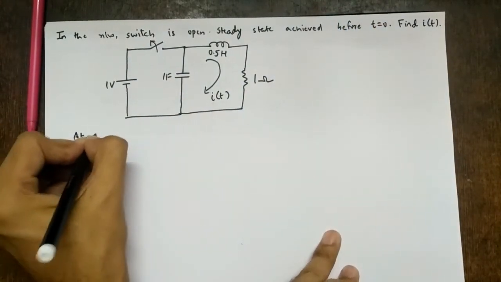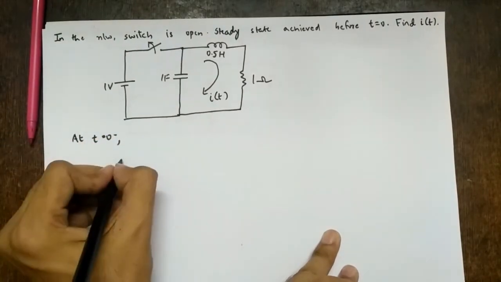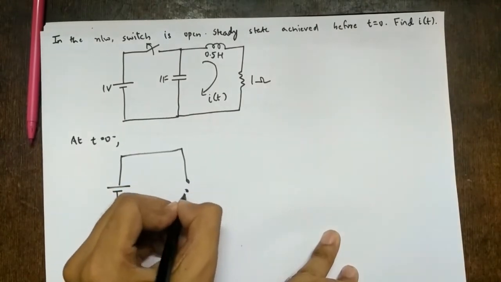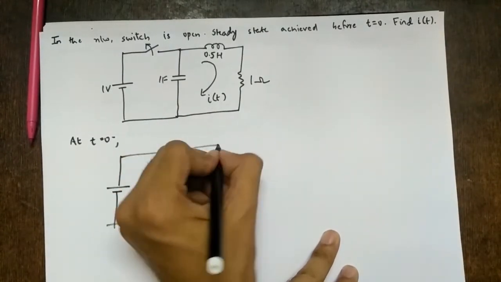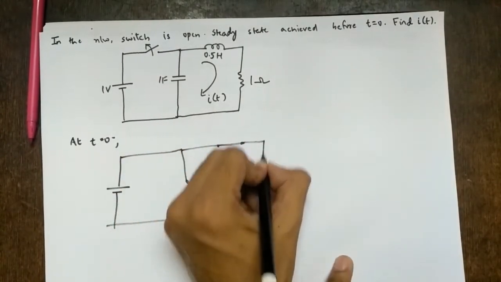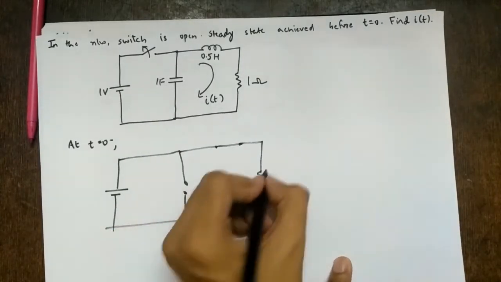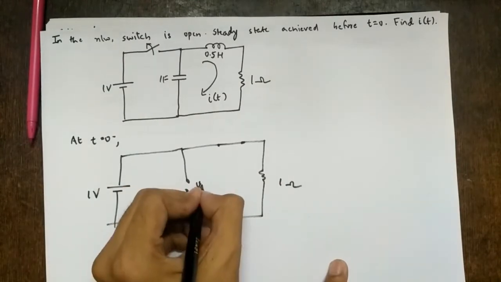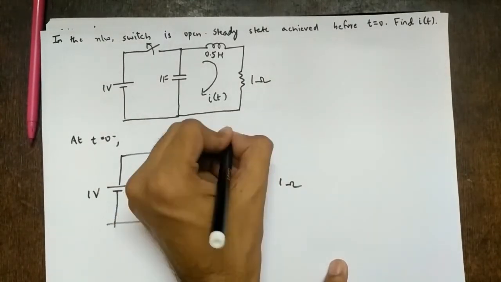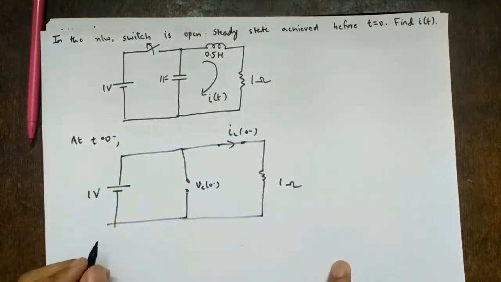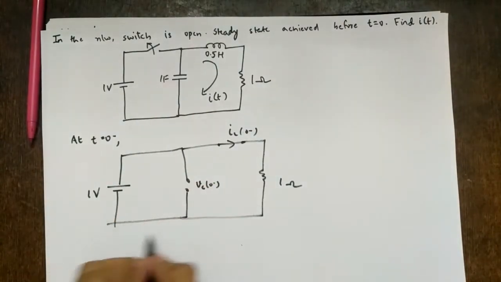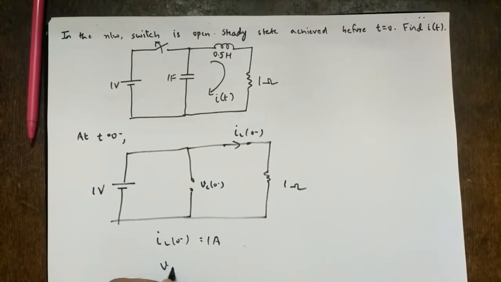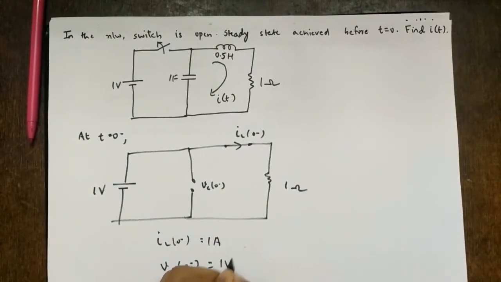So at t equal to 0 minus, what will happen? The switch will be closed. So again this is open circuit, and this will be short circuit. This is 1 ohm. This is 1 volt. This will be Vc of 0 minus, and this will be IL of 0 minus. Right? So current will flow. What will be the current? 1 ampere, 1 upon 1. What will be the voltage? It will be 1 volt.